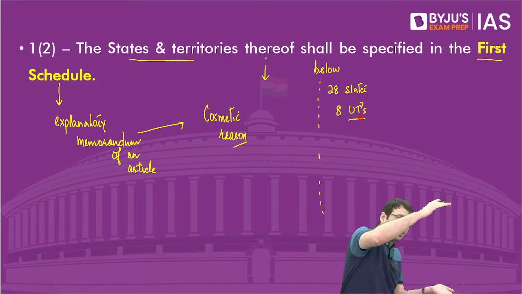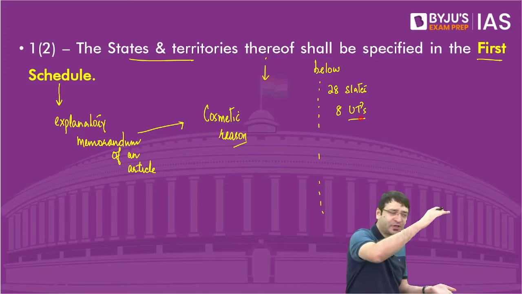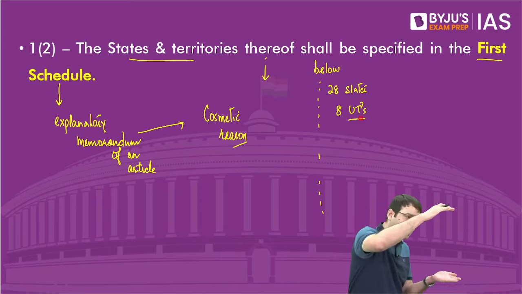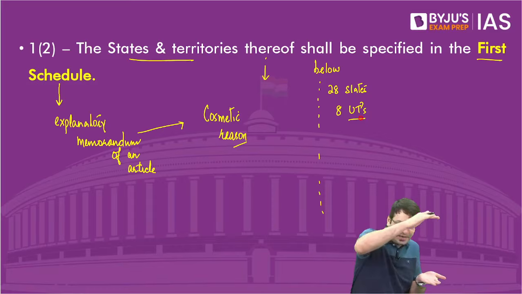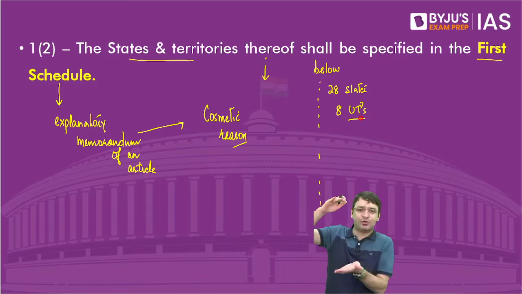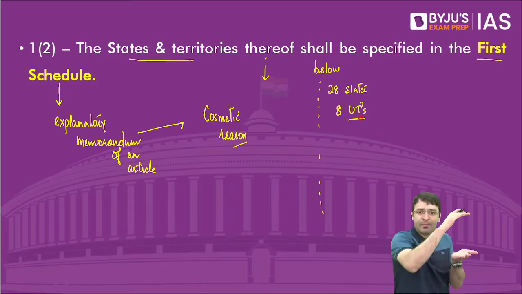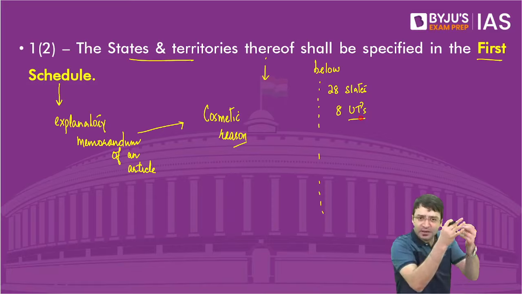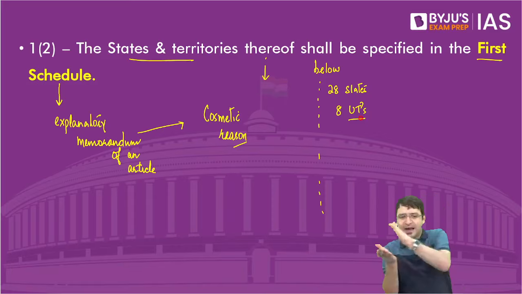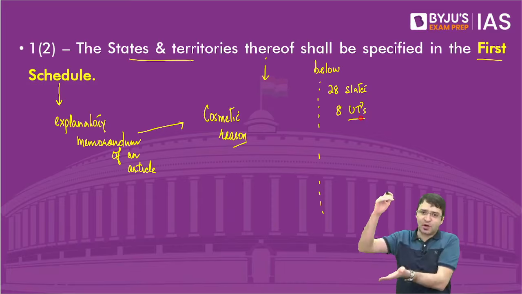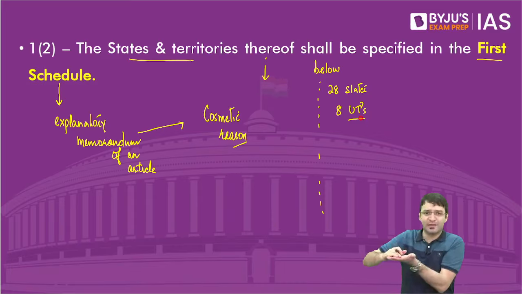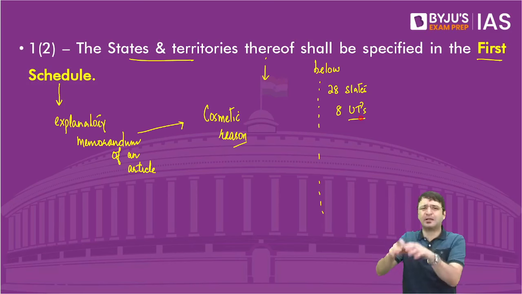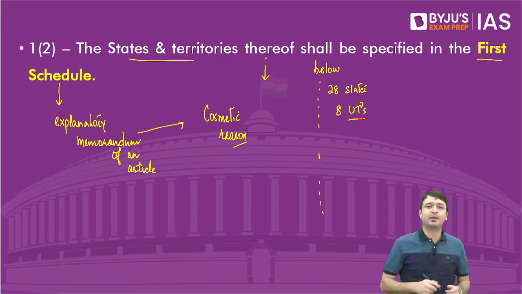That's why whatever explanation is required, what is the explanation? Which are these 28 states? Which are these territories? Their details will be mentioned in a schedule of the Constitution. So what is a schedule? It's an explanatory memorandum of an article. If an article requires more explanation, add that explanation at the end of the Constitution in the form of a schedule. This is just so that the articles don't look bulky.